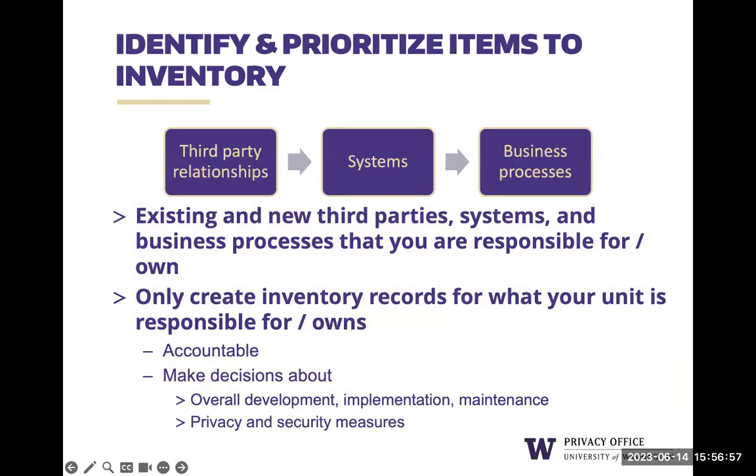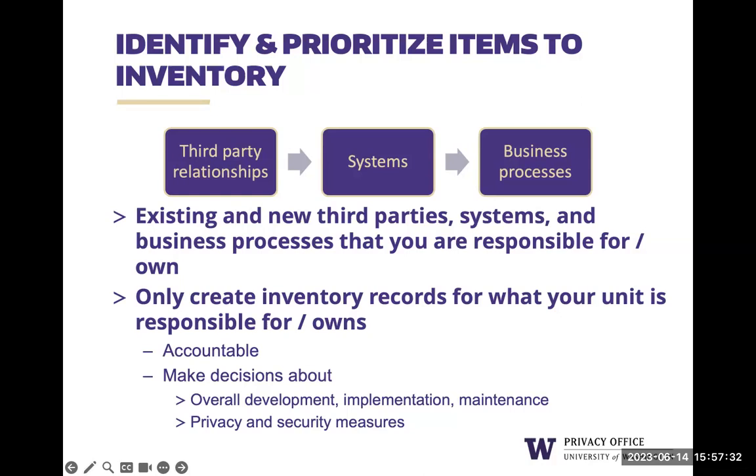Let's take a moment to review what needs to be inventoried. We're using the terminology here because these are the names used for the three record types in TrustArc. We are inventorying both existing and new third-party relationships, systems, and business processes. A third party is a non-UW entity, often a system or service vendor. Research partners and external agencies that we share data with are also third parties.